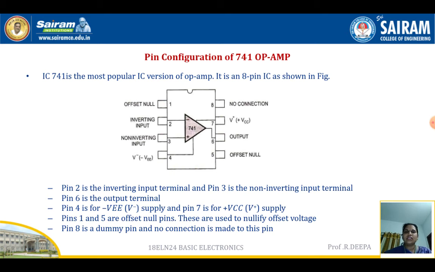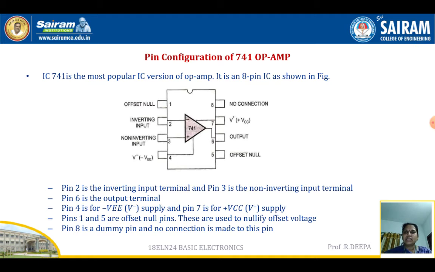So let us see the pin configuration of a 741 operational amplifier. The integrated circuit IC 741 is the most popular IC version of the op-amp. Usually the op-amp is represented in the form of an IC 741, and it is an 8-pin IC as shown below. So it has 8 pins.